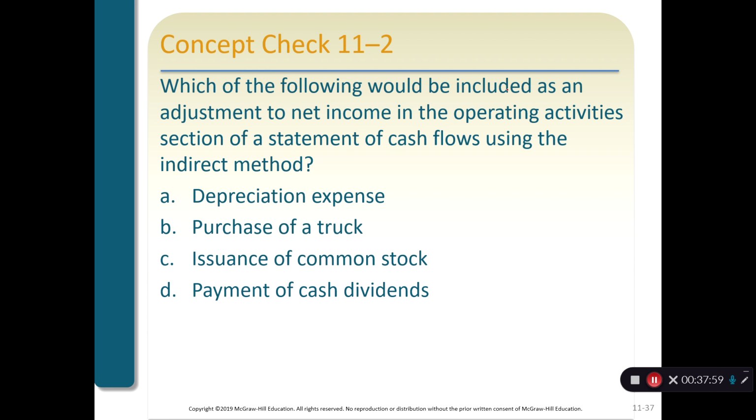Which of the following would be included as an adjustment for net income in the operating activity section of the statement of cash flow? Indirect method. A, depreciation expenses. B, purchase of a truck. C, issuing common stocks. D, payment of cash dividend. And these two, we said, are going to be the financing activity, right? And purchase of a truck is going to be investing activity. So therefore, depreciation expenses should be added back to the operating activity because it's a non-cash item.